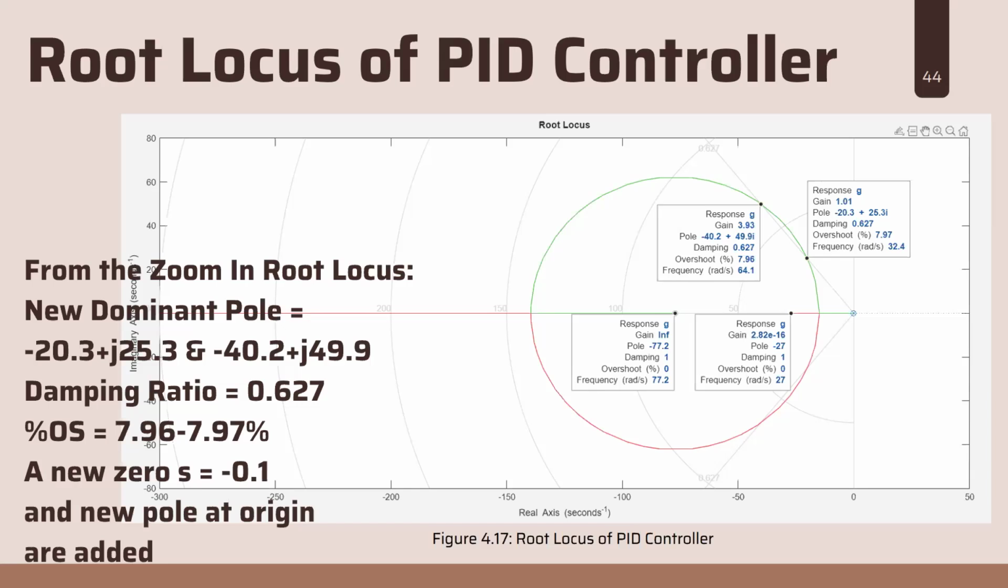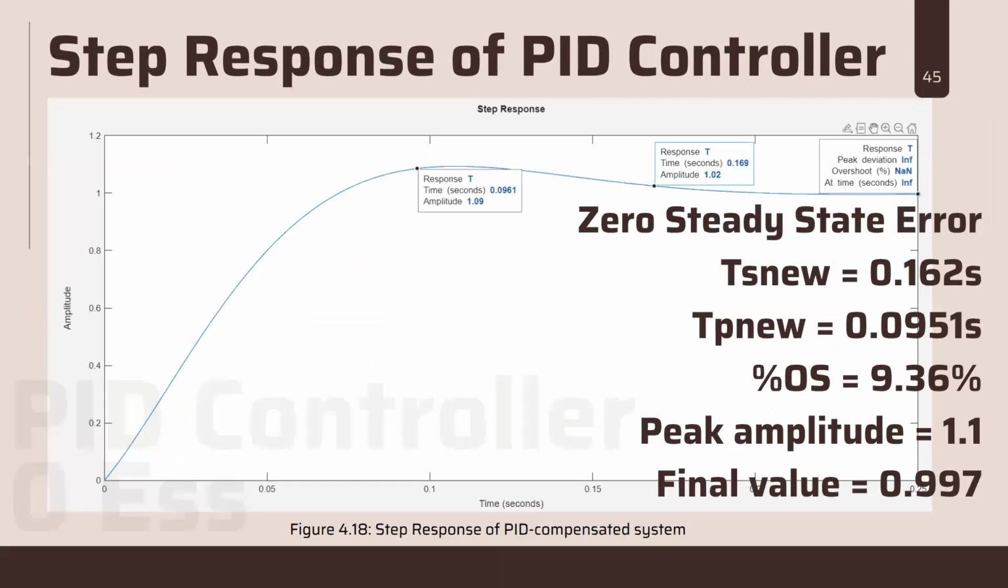So next. This one is the transient response of the PID controller, where it also achieves zero steady state error, and the Ts new and Tp new are also improved to 0.162 second and 0.0951 second. And the overshoot is also 9.36. So next.